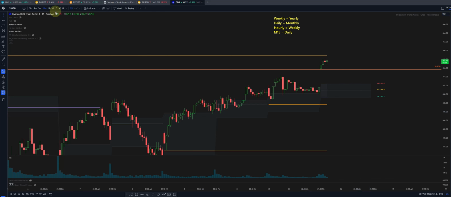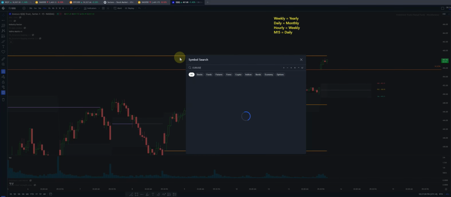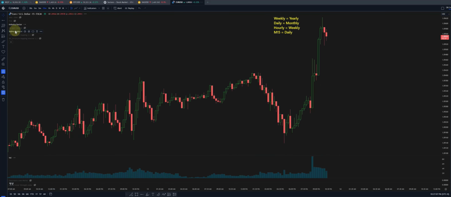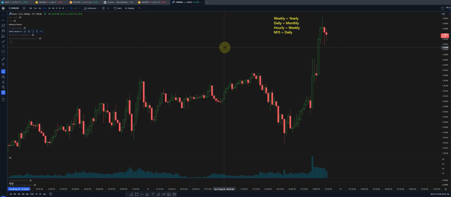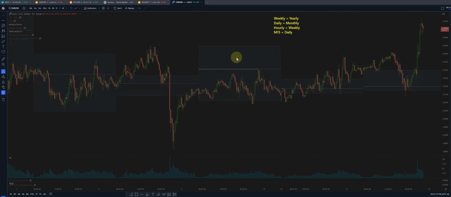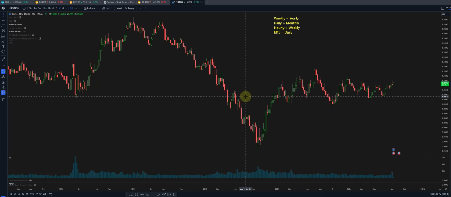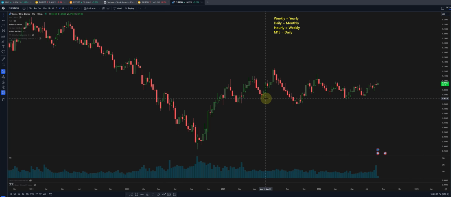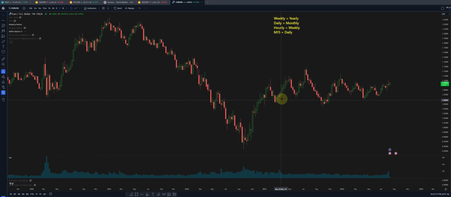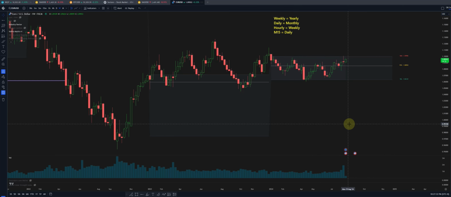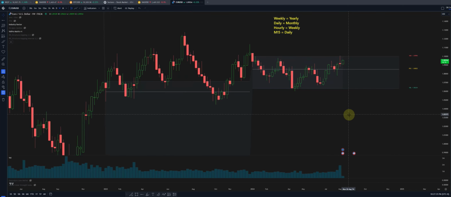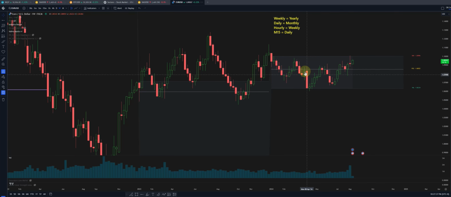Okay, and let's go to the euro US dollar, and we have to choose the futures. Let's see the weekly time frame first. So what is it showing on the weekly time frame? Let it load. Okay, so you see that these are the weekly candles.